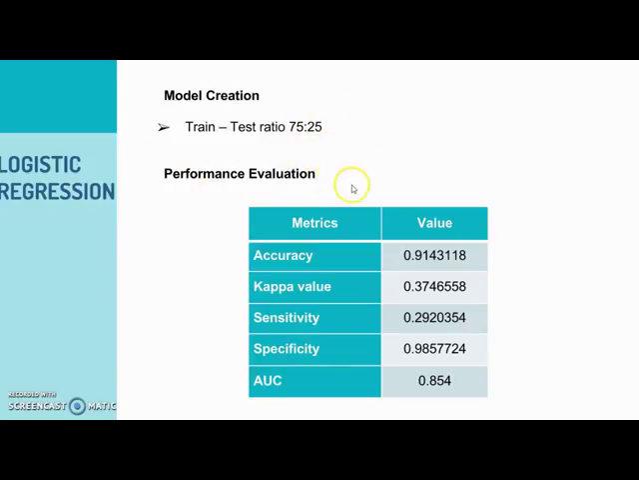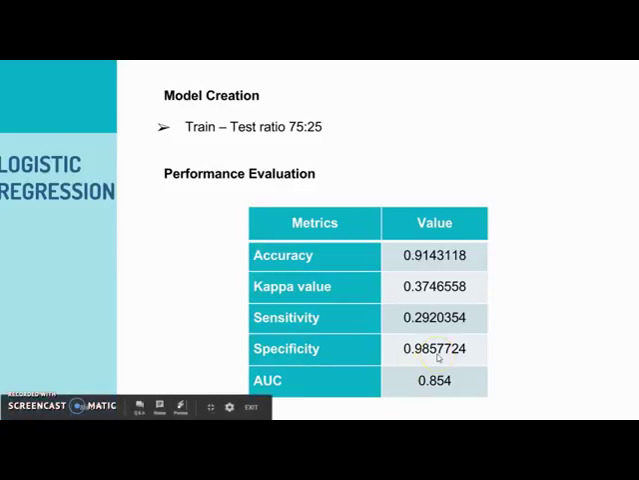In performance evaluation, we can see that the logistic model has 91.42% accuracy and a kappa value of 0.37, which indicates weak agreement. The model is also 29.0% sensitive toward positive values and 98.58% sensitive toward negative values. For the area under the curve of the graph of sensitivity against specificity, the model has an AUC of 0.854.